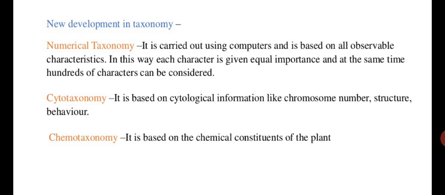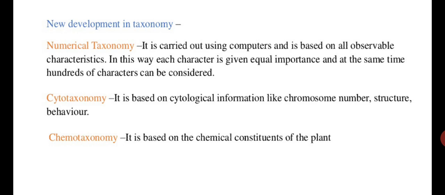Then a second branch is cytotaxonomy. It is based on cytological information, which means we can get the inner details about the plant species up to the cell level, like its chromosome number, the structure, the behavior of the plant, the genetic makeup of that plant, and so on.